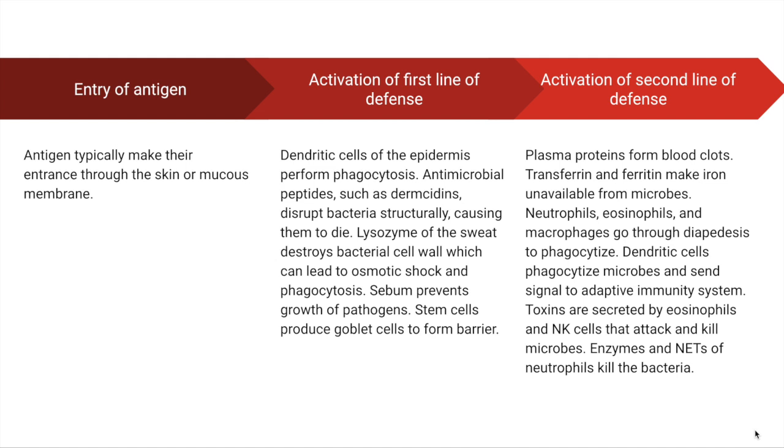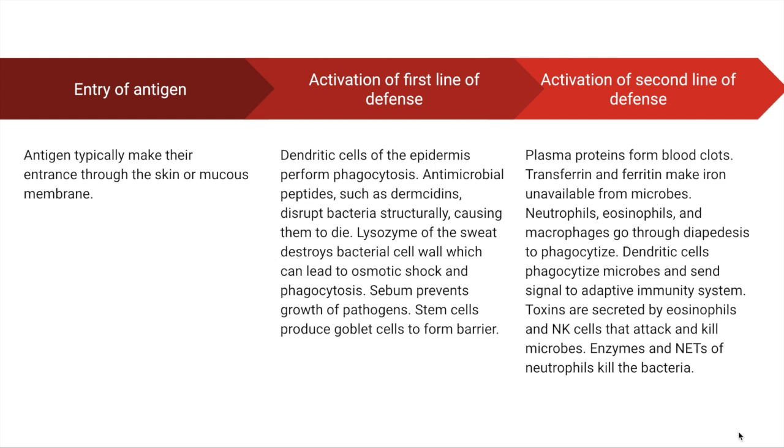Entry of antigen can happen when the pathogen has successfully penetrated the layers of the skin. However, since we do have that first line of defense, the body can essentially still fight this antigen. The epidermis is facilitated with dendritic cells. The dendritic cells are able to perform phagocytosis that is non-specific, meaning it is able to perform non-specific innate immunity.